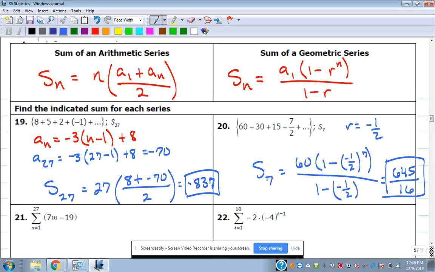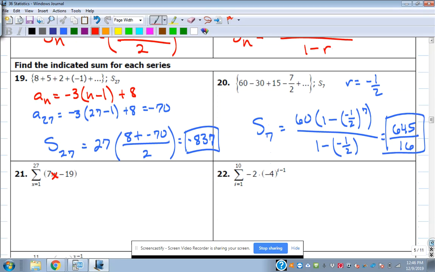Okay. 21 and 22, it's another one of those summation things. That's a calculator deal. Put that in the calculator. Start it at 1, go to 27. There's your formula. There's nothing to it. This says X and M. Both of them should be an X there. It's a typo in my notes.